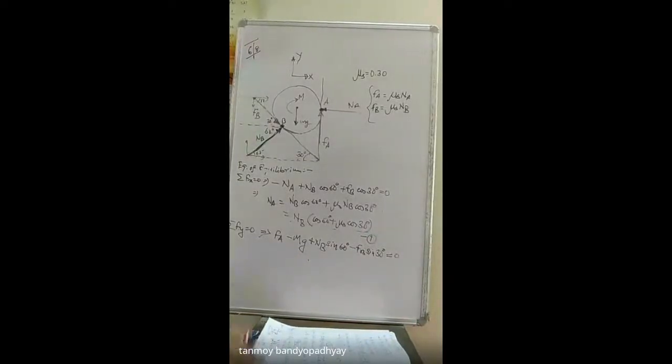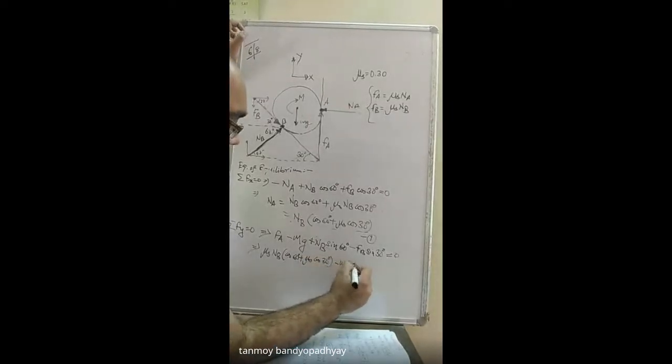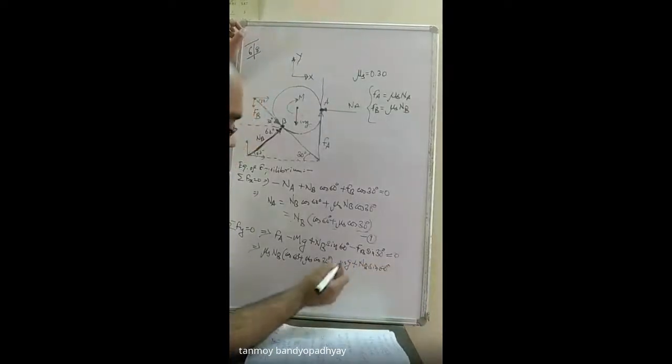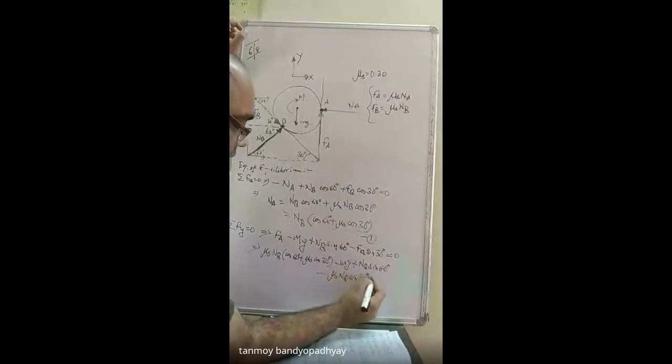ঠিক আছে? So similar to the previous case, এখানে এই ভ্যালুস গুলোকে বসিয়ে দাও, বা তোমরা এখানে একবারও করে দিতে পারো। ধরো fa টা কি, fa হচ্ছে mu s into na. So what is na? So na is this one. So mu s nb into cos 60 degree plus mu s cos 30 degree minus mg plus nb into nb sin 60 degree minus mu s nb into sin 30 degree, that is equal to 0.